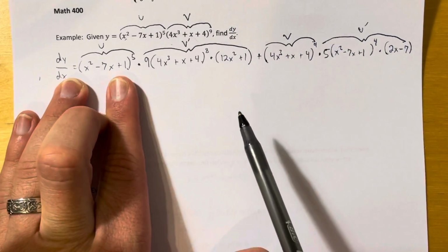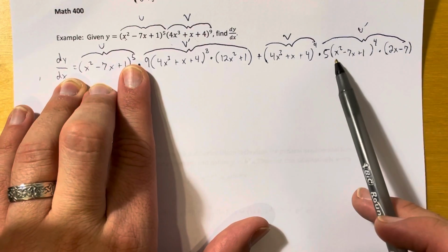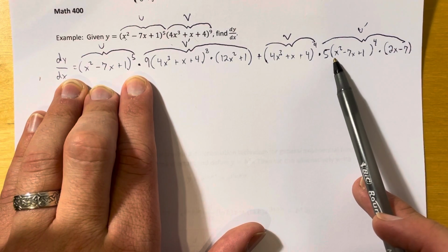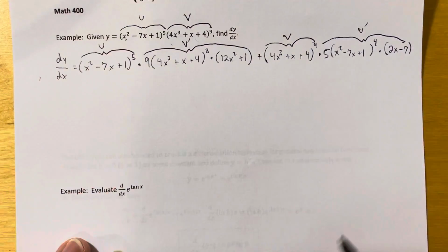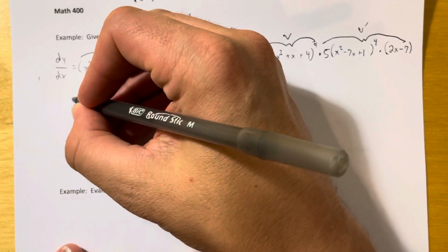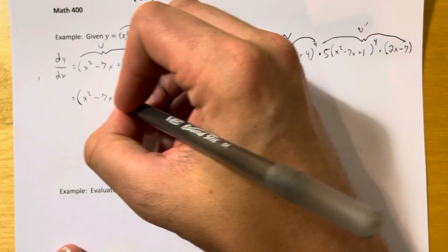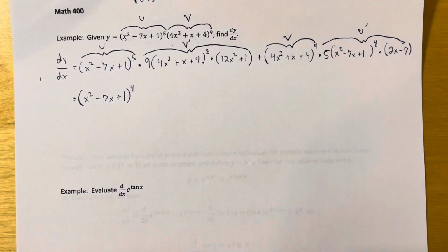So notice here I have an x squared minus 7x plus 1 to the power of 5. And over here, amongst all of this, I have the exact same expression, x squared minus 7x plus 1, but this time to the 4th power. 4 being the smaller exponent means I could factor this out. X squared minus 7x plus 1 to the power of 4.